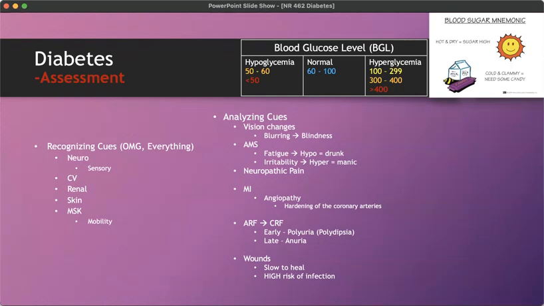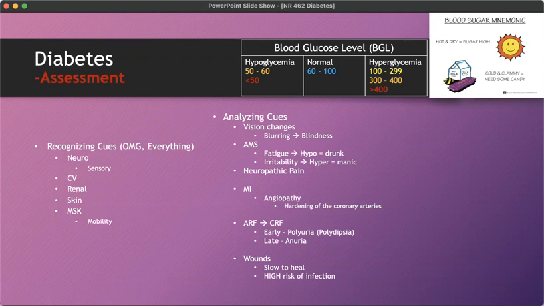So recognizing cues, looking at the body systems that are most important to pay attention to. First, I mean, there's not one place to look. It's really the whole body. There's a lot of different symptom presentations associated with diabetes. Some of the main symptoms we want to focus in on are neuro, cardiovascular, renal, skin, and musculoskeletal. So looking at analysis of cues for those body systems.